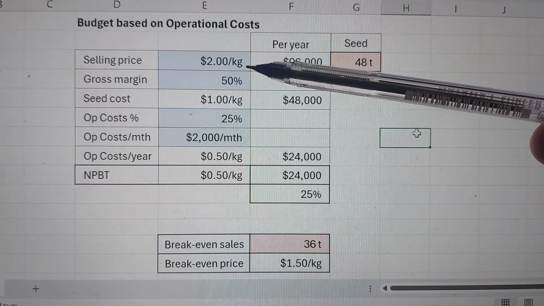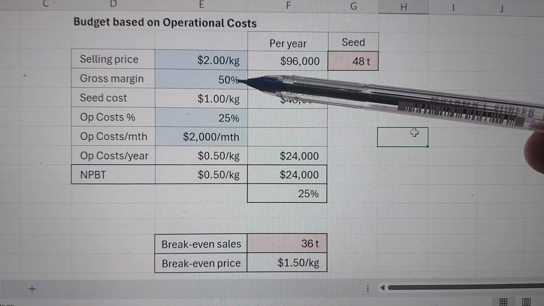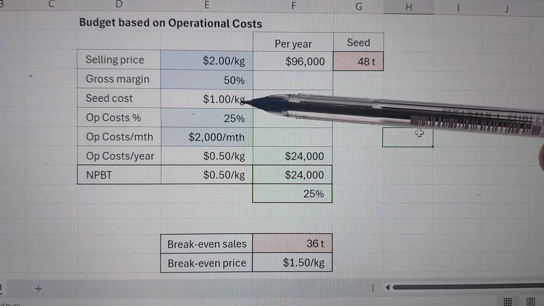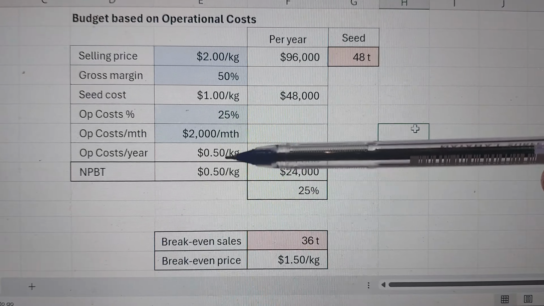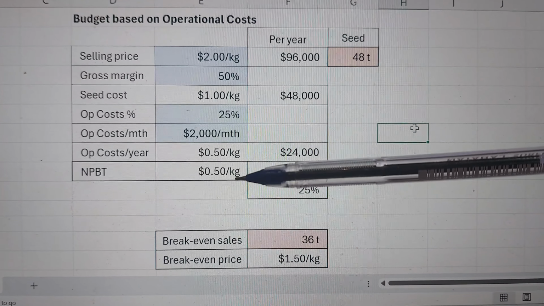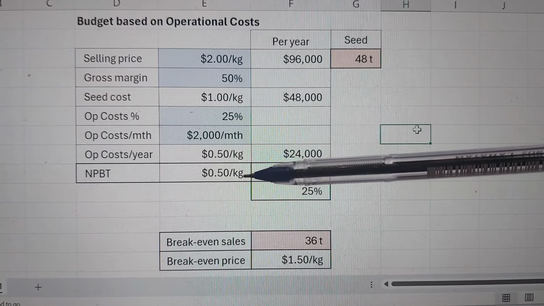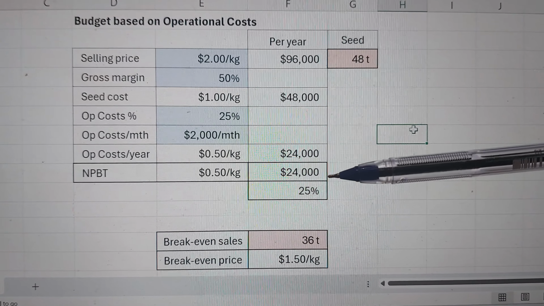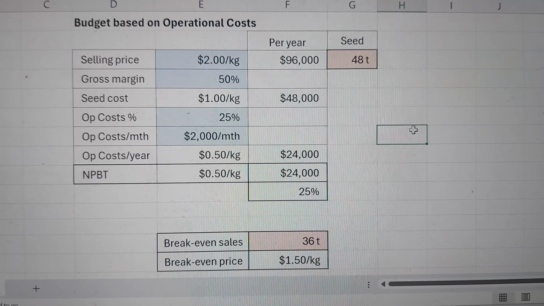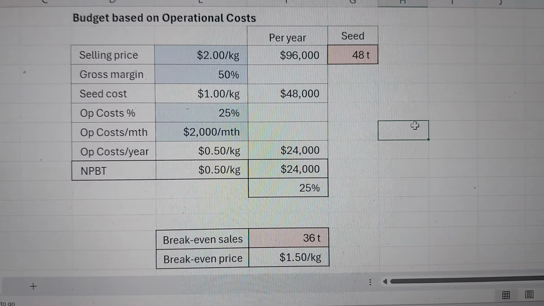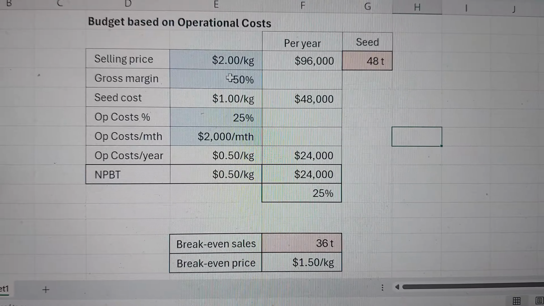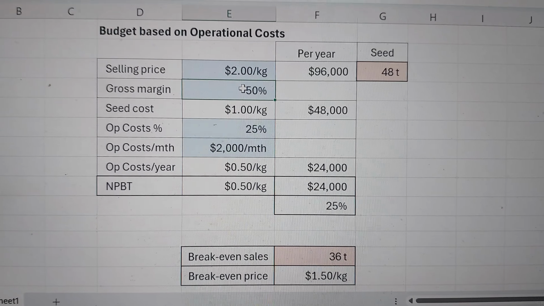at $2 a kilogram. If our gross margin is 50%, then 50% of the selling price is the cost of the seed, which is $1 per kg, and our operational costs are equivalent to 50 cents per kg. So our net profit before tax is 50 cents per kg, or 24,000, and that represents 25% of our gross income. Now, there are only two ways that you can increase the profit on your business. Is either to increase your gross margin.